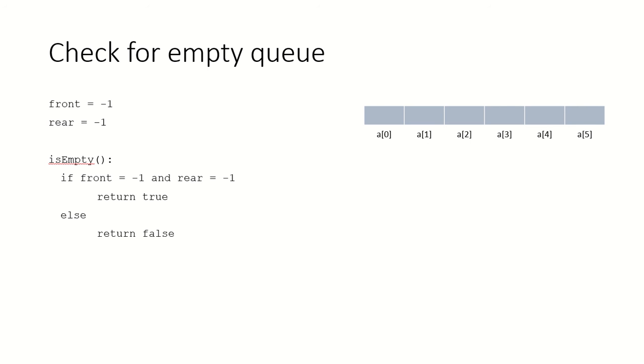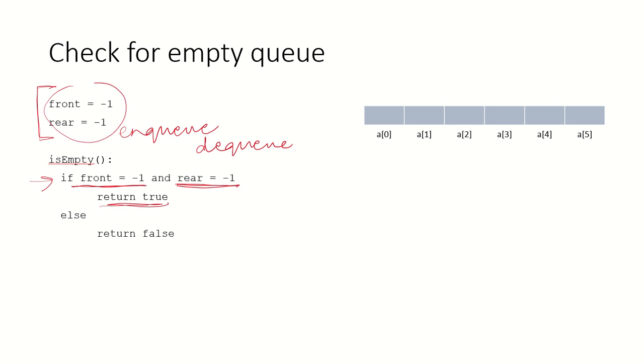If we have to check for an empty queue, we know that the queue is empty if front is equal to -1 and rear is equal to -1. If this is the condition, we will return true. Initially, when we are declaring an array and initializing the values, we always initialize front and rear to -1 to indicate that this is an empty queue. As and when enqueue and dequeue operations happen, the front values and the rear values will change.